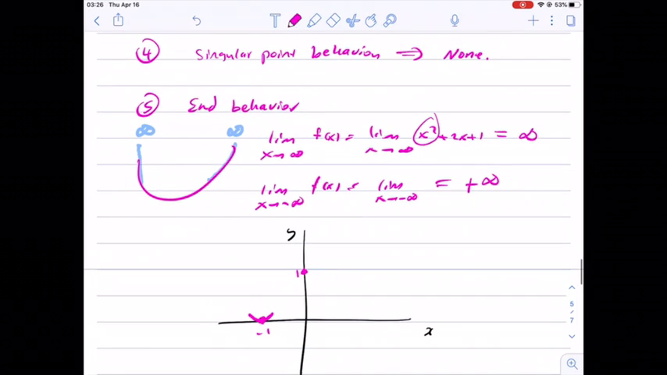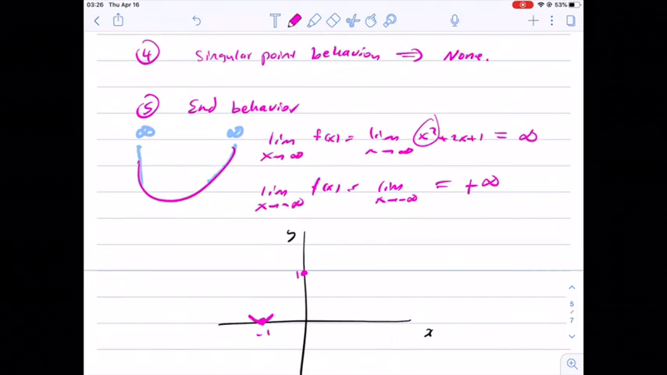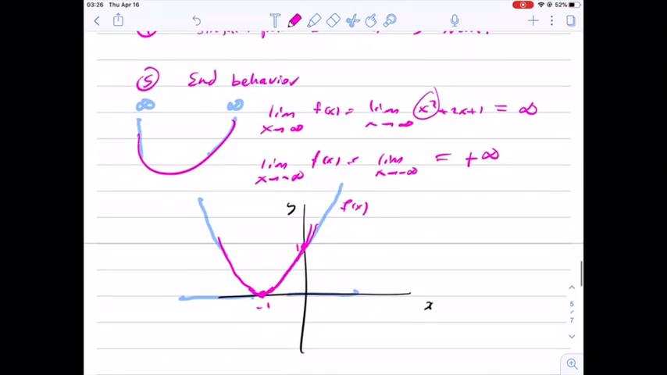It's the minimum, the smallest value. And what about the end behavior? This graph is always concave up. And as we can see, the end behavior of the function, as x goes to infinity, the graph goes to infinity. As x goes to negative infinity, the graph goes to plus infinity. So this is the graph of the function, and this agrees with what we know.